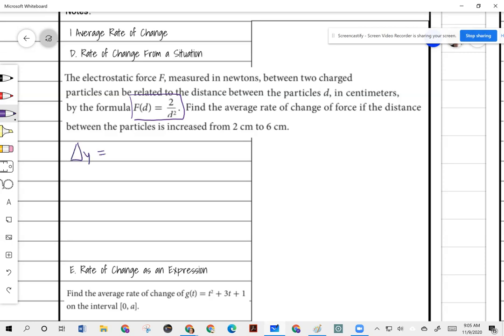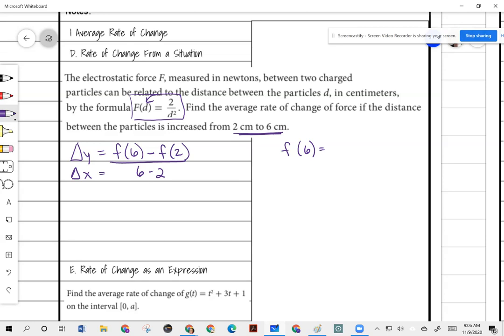And our delta y is going to be figured out by going f of 6, trying to find the y value that's generated from these x values, okay? So remember the input is distance. So the x values are going to be distance. So minus f of 2, and remember that's the ratio. So delta x is going to be 6 minus 2. All right, so let's go ahead off to the side, calculate f of 6.